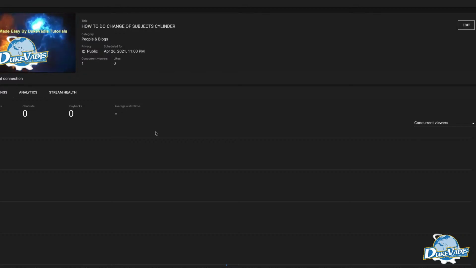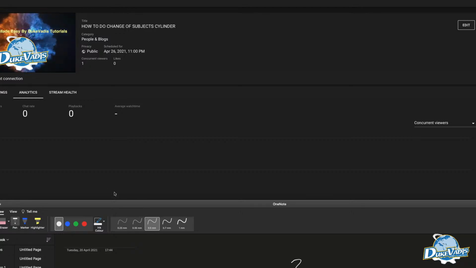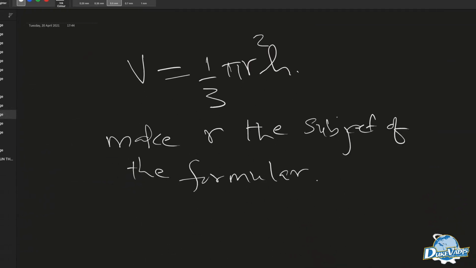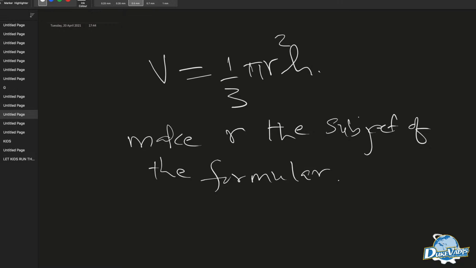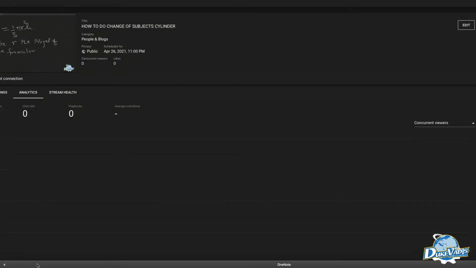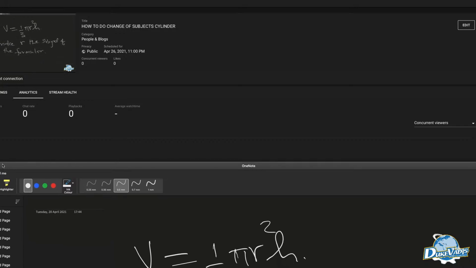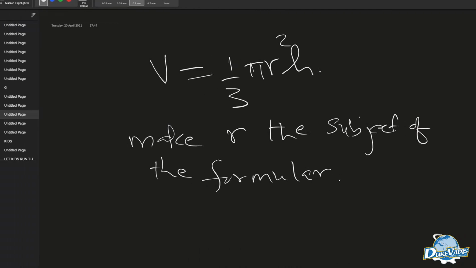Tonight, some of the students were complaining about this simple question, as you know. They were having difficulty making r the subject, so we decided to take it further. As you can see, the question says V is equal to 1 over 3 pi r squared h. We are going to make it a change of subject. So let's see. Now, we're going to make r the subject of the formula.